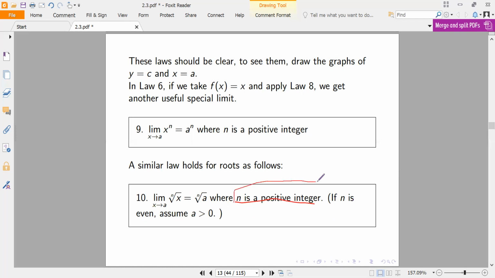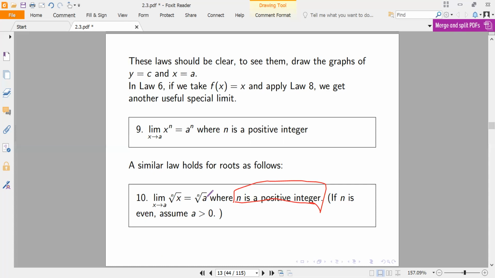Just think about, why does n need to be positive? And more interestingly, it says if n is even, assume that a is positive. Remember that a is inside the square root, so a needs to be positive. For example, inside the square root, you cannot have -4 in real numbers, that is undefined.